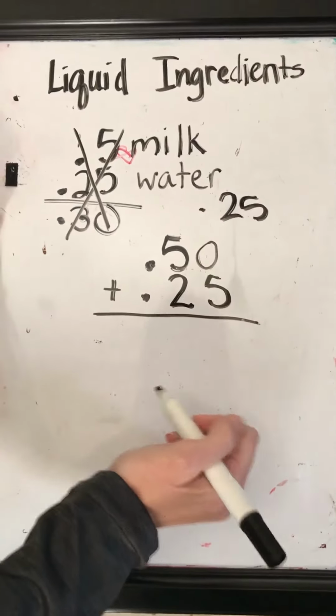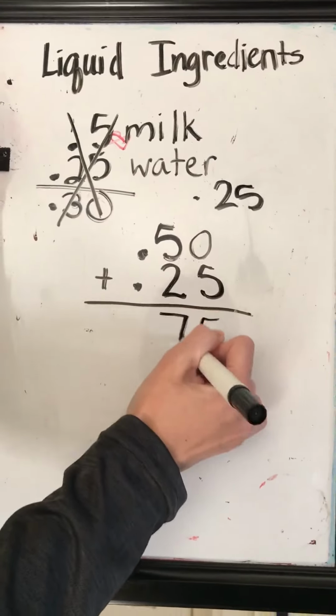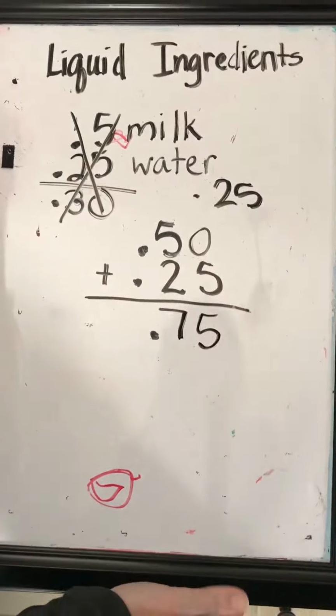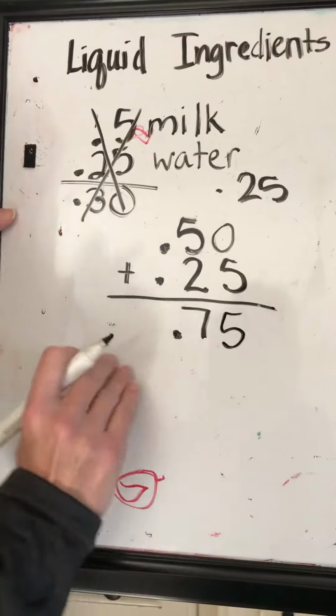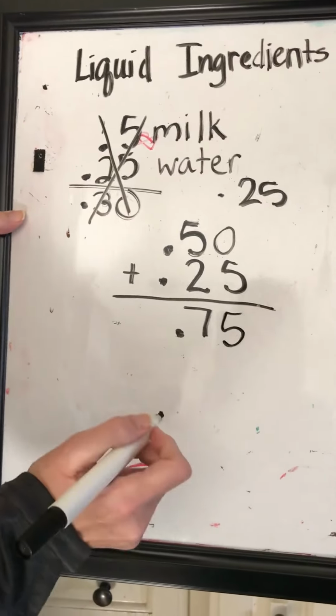hundredths in this example. So when I add this together, I end up with 75, and now I can bring my decimal point down, and I've got 75 hundredths. So this would be 3/4 of a cup of liquid ingredients for these yeast rolls.